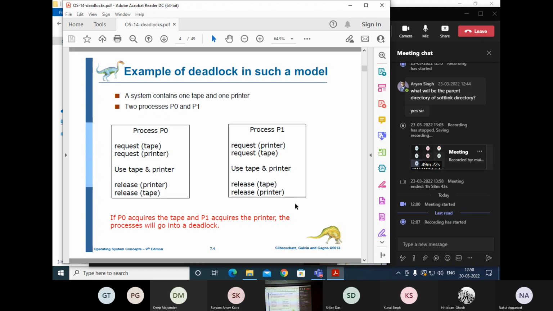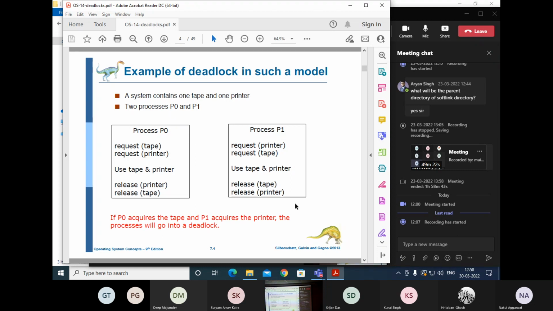Now there is a problem, because when P1 continues to run, it will request the tape, which has been allocated to P0. So P1 gets blocked. Then P0 starts running again, due to a context switch maybe. Then P0 also requests the printer, which has been allocated to P1. So P0 also gets blocked. So here P0 and P1 are both waiting for the other.